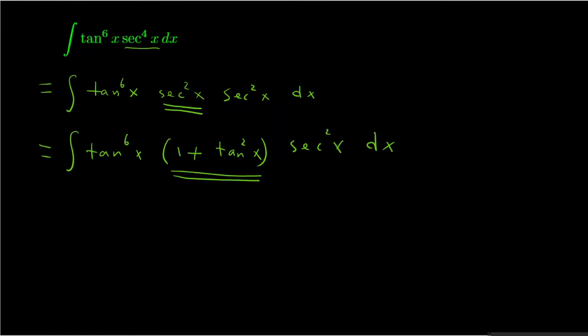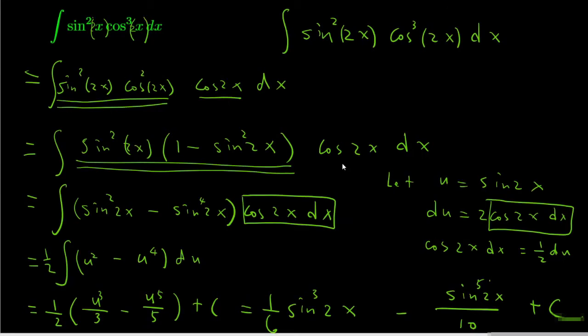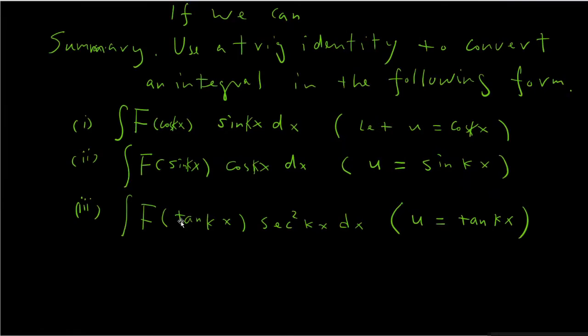Now we have kind of achieved the form we want. The integrand now is the product of two factors. One factor is in terms of tan. The other factor is secant of x, the whole thing squared. One factor is a function of tan of x. The other factor is secant of x, the whole thing squared. That's the form we want.